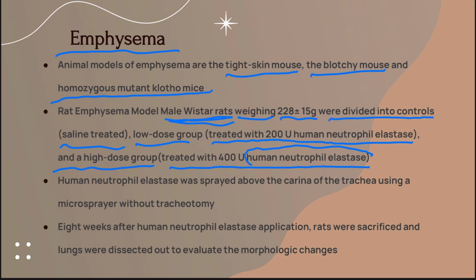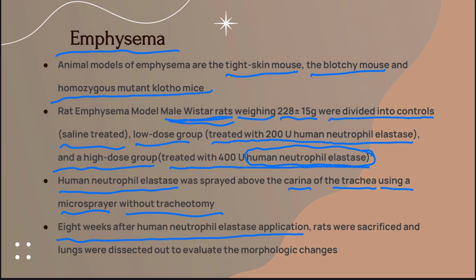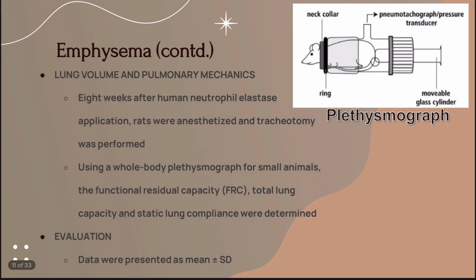This human neutrophil elastase is the enzyme responsible for destroying lung tissue, and as a result it leads to increased alveolar spaces. That is what we call emphysema, so that's why we are using this enzyme. Human neutrophil elastase will be sprayed above the carina of the trachea using a microsprayer without doing a tracheotomy, that is, without creating any opening. Eight weeks after the application, rats will be sacrificed and the lungs dissected out to evaluate the morphological changes, to see whether they resemble emphysema. Then we are going to measure lung volume and pulmonary mechanics.